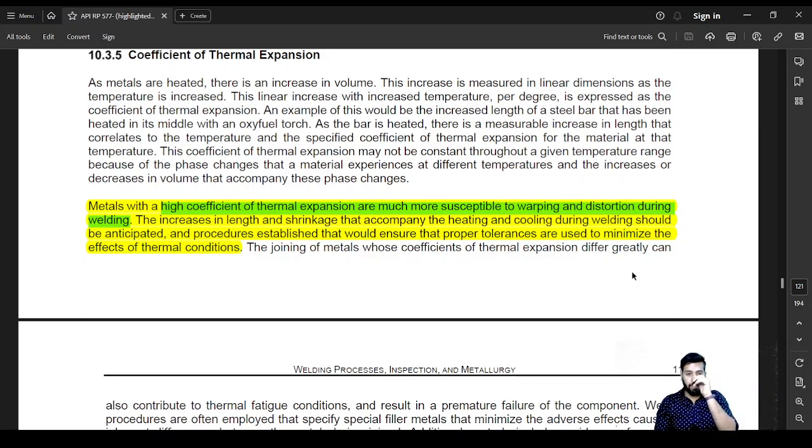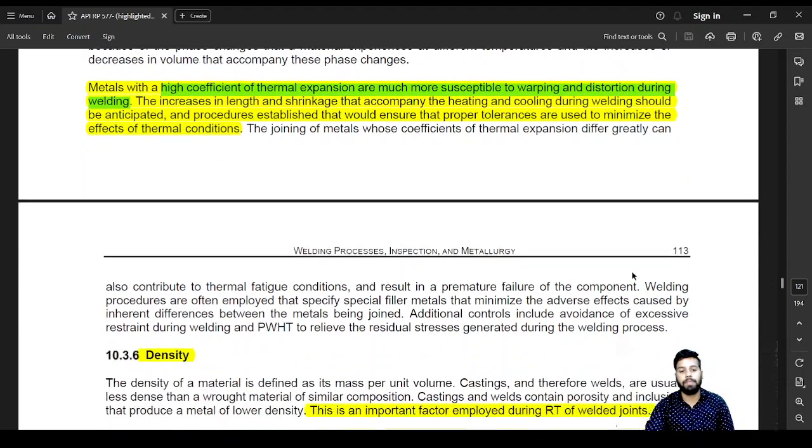The increase in length and the shrinkage that accompany heating and cooling during welding should be anticipated, and the procedure established should ensure the proper tolerances are used to minimize the effects of thermal conditions.